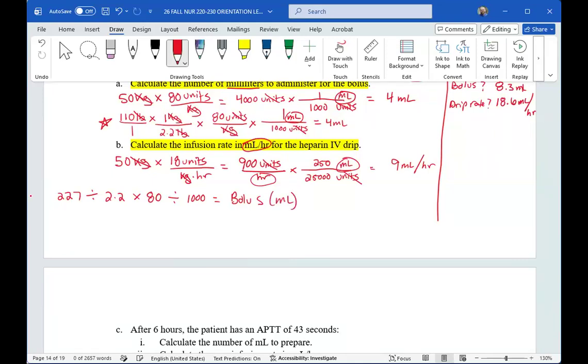What did I actually do? I took 227 pounds times the 2.2, that's pounds per kilogram, times the 80 units per kilogram, times the 1000 units, and then 1 milliliter.